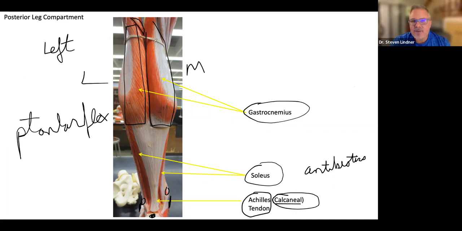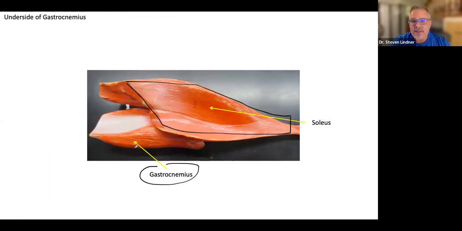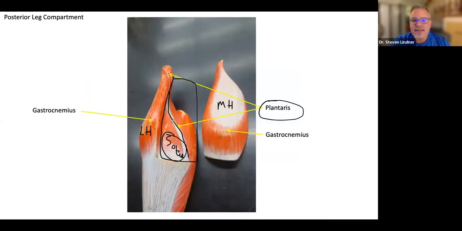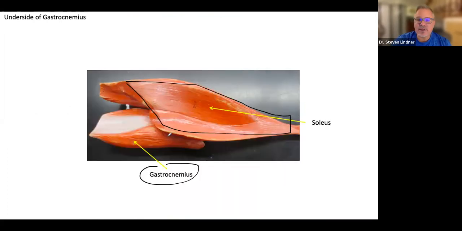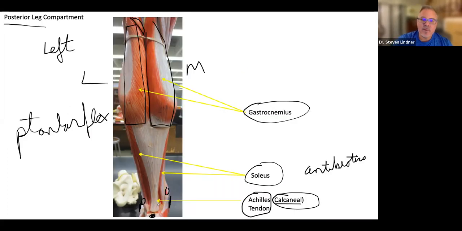So both the gastrocnemius, both heads, and the plantaris cross the knee joint on the back, on the posterior, so they can flex the knee and they can actually plantar flex the ankle. The soleus, on the other hand, does not cross the knee joint. So the only action that the soleus can perform is the one at the ankle, which is ankle plantar flexion.